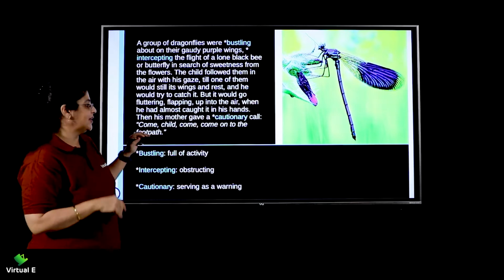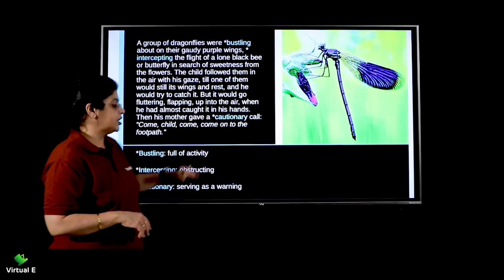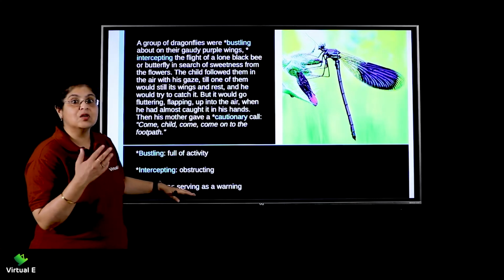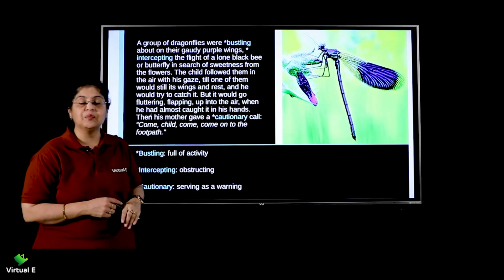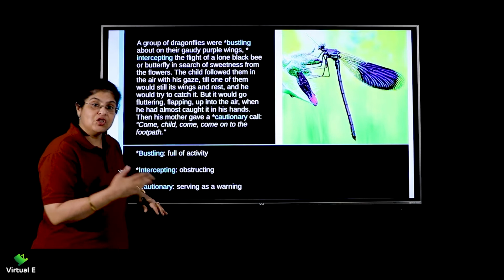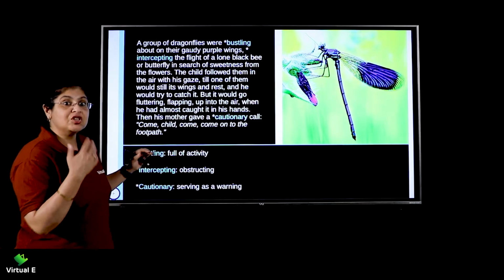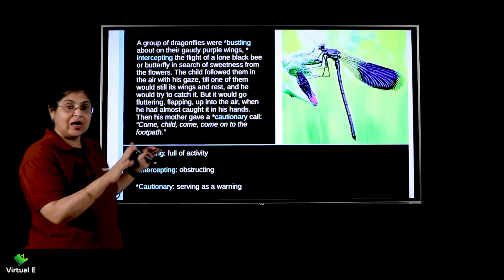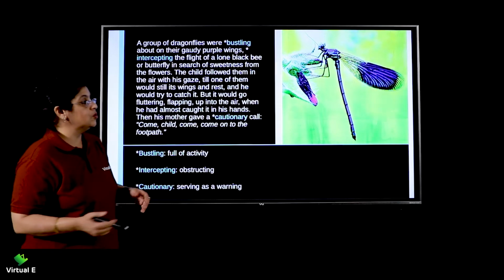So he enjoyed that. Then his mother gave a cautionary call. Cautionary as in a warning. She says, be careful. "Come, child, come on to the footpath." She says, okay, now we have to continue. We can't stop here. You are enjoying playing, but now we are going to the fair. So let's move on. She just calls out to him, okay, now come on, you're done. Now let's go. Come on to the footpath. Footpath, we all know, is the pavement where we walk.